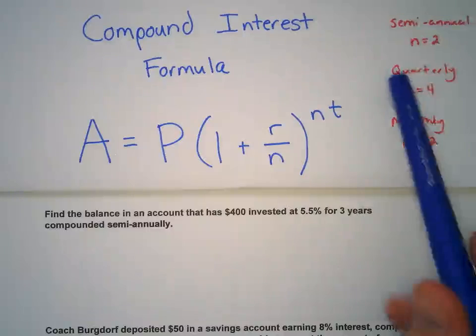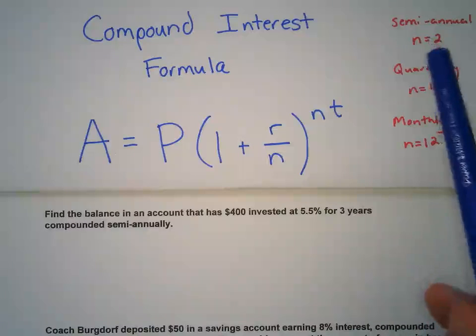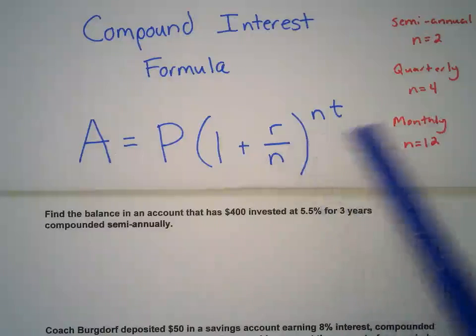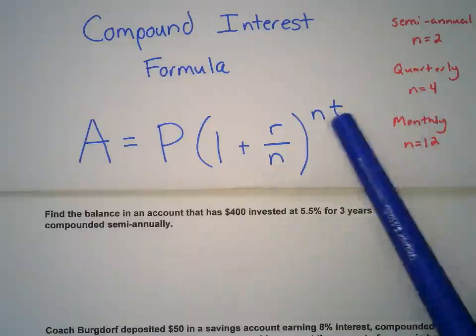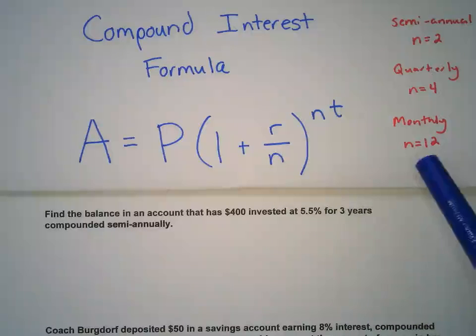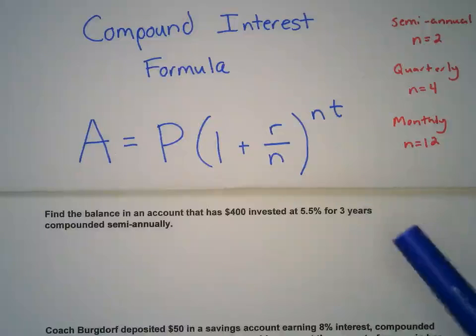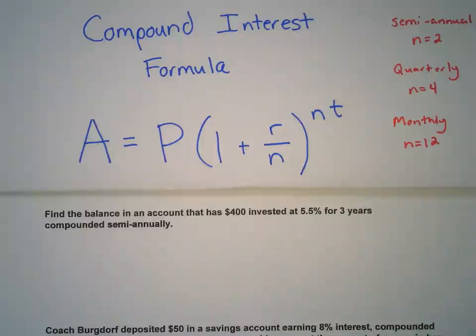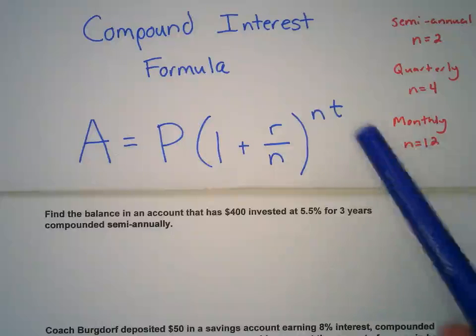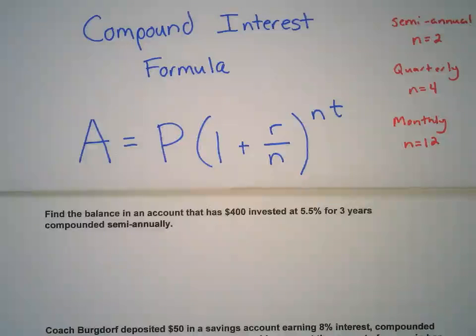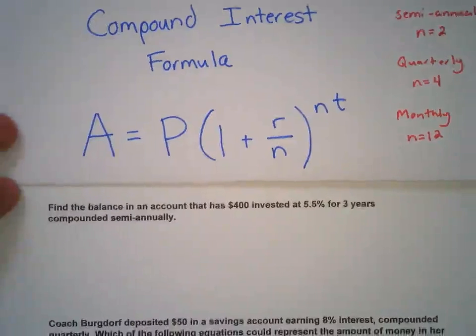So I'll put a couple of things up here. If it says semi-annually, then N will equal 2. If it says quarterly, N will equal 4. And if it says monthly, N will equal 12. There's a couple other numbers out there with the number of weeks and days in a year. We're just going to really focus on these three. And then the T is the amount of time that goes by. So let's work on setting up some of these equations and answering these the best we can.